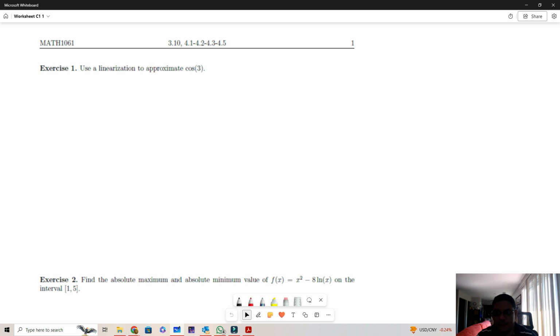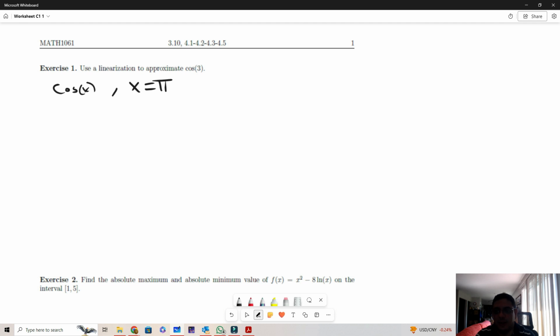So first we have a linearization to approximate the value of cosine of 3. As always, when we're trying to do an approximation, we need to figure out what the function is. In this case, clearly the function is cosine of x, and then we want to approximate by a point that is close. A point that is close to 3 will be pi, which is 3.14. So we're going to use pi to approximate cosine of 3.